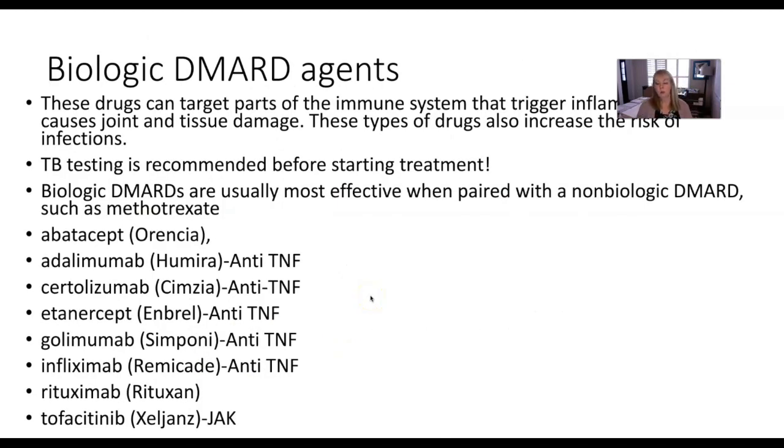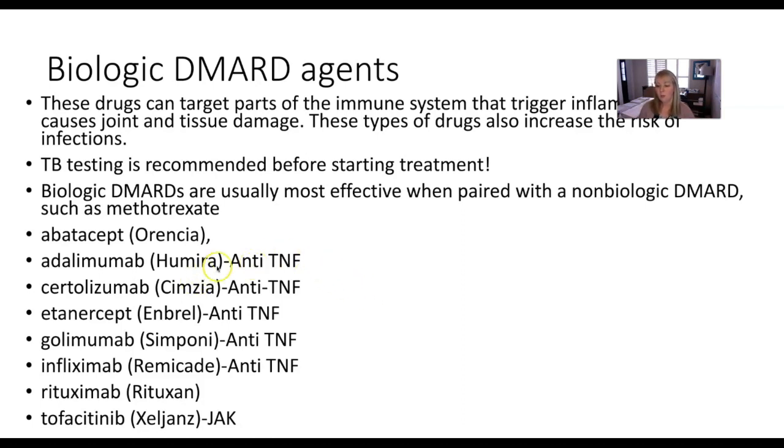Now we have biologic DMARD agents. These are the ones that target your immune system, that trigger the inflammation that causes joint tissue damage. But remember, these also alter your immune system, so you can get infections. So you should get TB testing prior to treatment. And as I stated in the last slide, these are most effective when paired with the non-biologic. And you probably have heard of some of these.